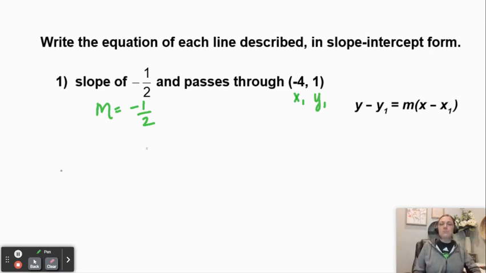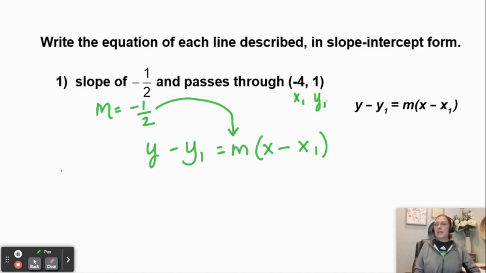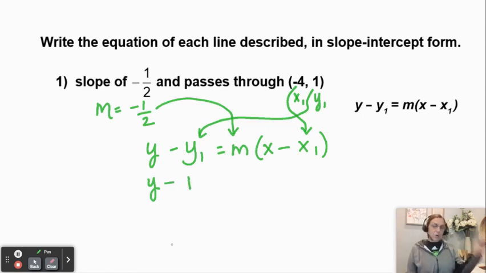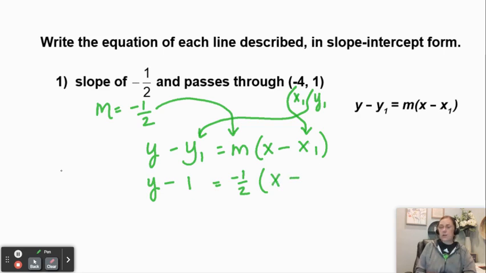So what we're going to do is take our point-slope form of the line, and we're going to make those substitutions. Okay? So in place of the slope, we're going to put the -1/2. In place of the x coordinate or the x1, we're going to put -4. In place of the y1, we're going to put the 1. Okay, so what does that look like? y minus 1. See, I don't substitute anything in for the y. I'm only substituting for y1, equals my m, which is the -1/2, times x minus x1, which is the -4.